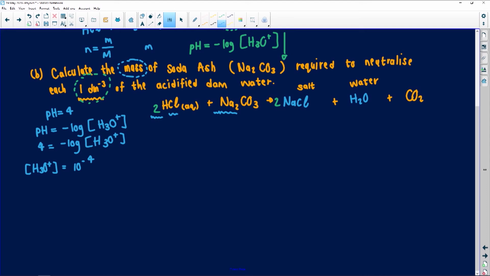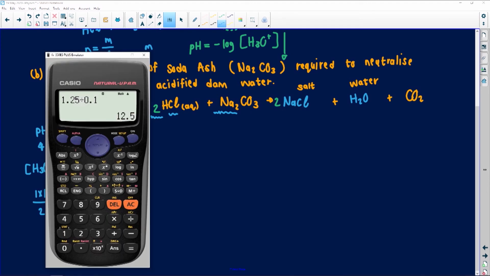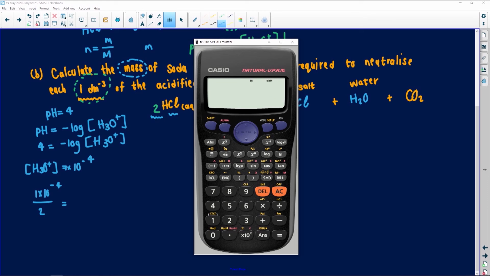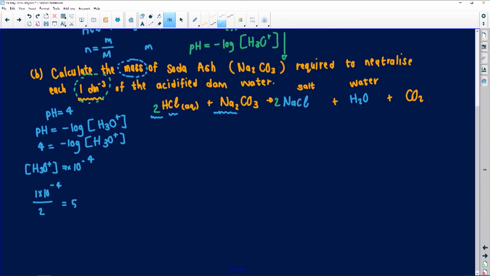So now I actually have my concentration, which is 1 times 10 to the negative 4, and that is for my hydrochloric acid. It's a ratio of 2:1. So if the concentration is 1 times 10 to the negative 4, I must divide that by 2 to get the concentration of 1 mole. Let's see what we get when we work that out. In my calculator, I'm going to have 1 times 10 to the exponent negative 4 divided by 2. So I'm going to have 5 times 10 to the negative 5. So then there I have my 1 mole, which is 5 times 10 to the negative 5.